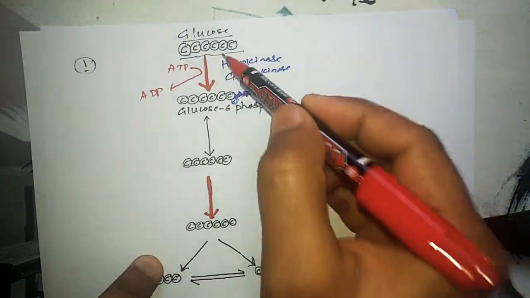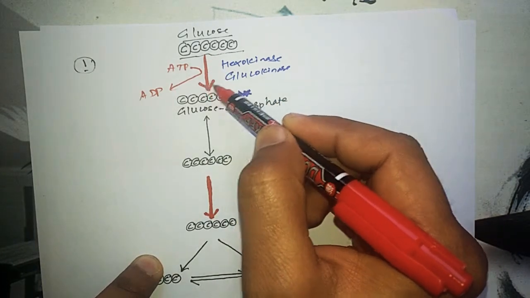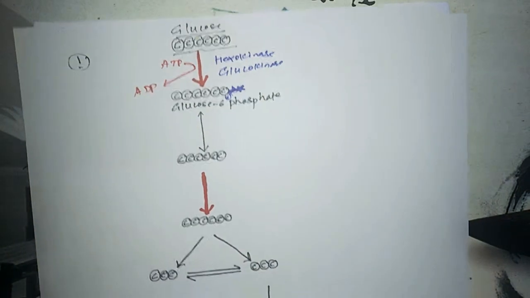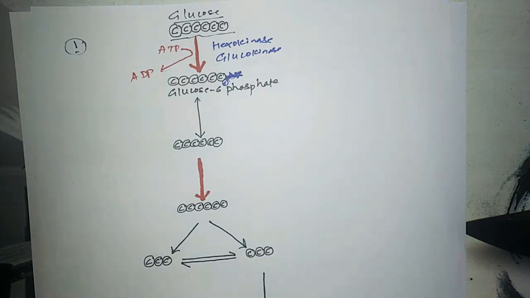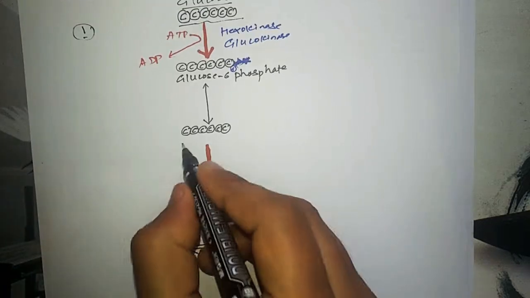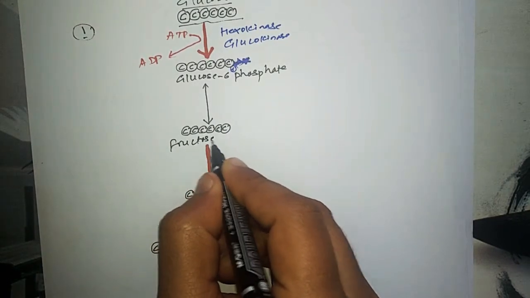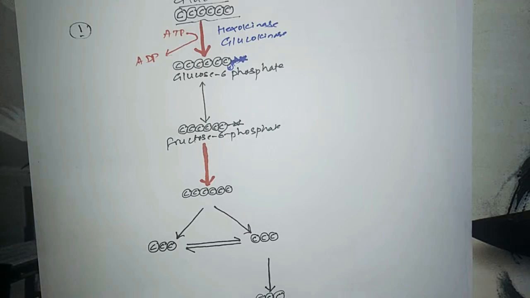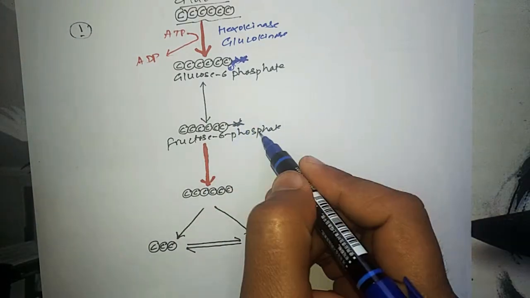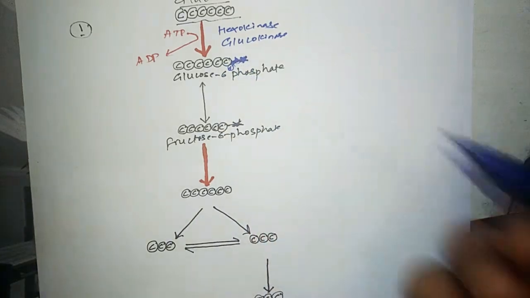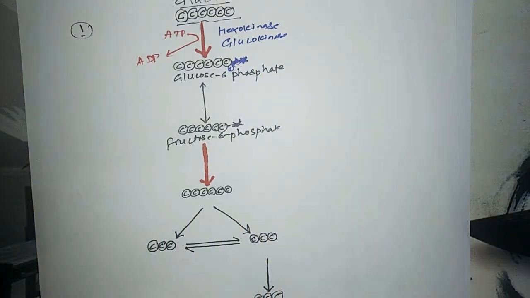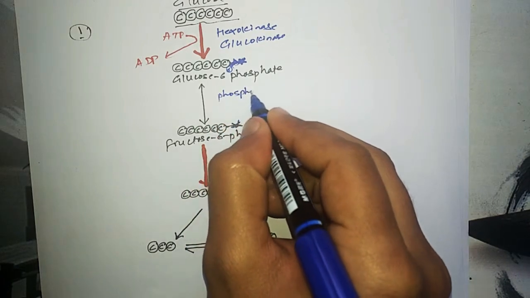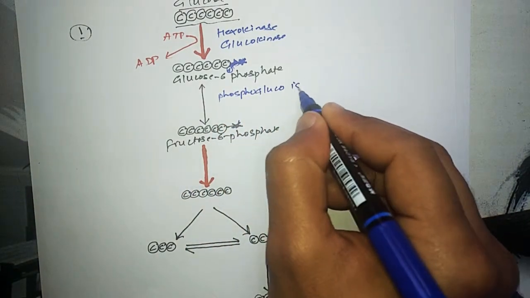I have indicated this arrow in red and in only one direction because this is a one-way reaction. These enzymes are not going to reverse this reaction again. The next step will be conversion of glucose 6 phosphate into fructose 6 phosphate. Here the formula of glucose 6 phosphate and fructose 6 phosphate is the same, with only a change in the arrangement, and this takes place in the presence of the enzyme named phosphoglucoisomerase.